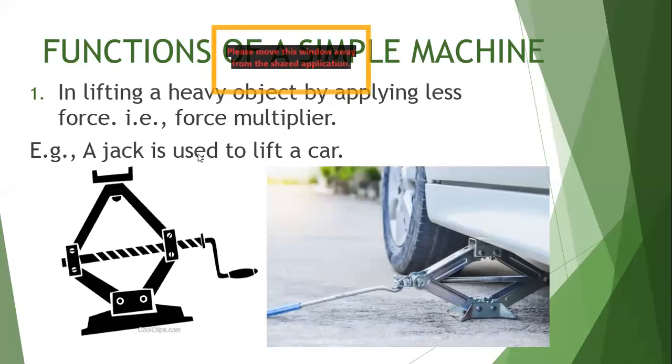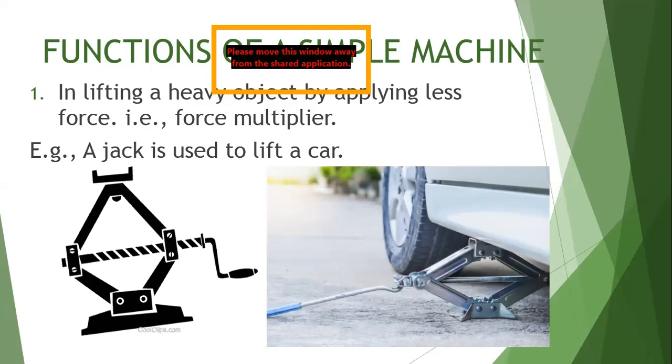Okay, so remember this term, force multiplier. How we use it? We use it in lifting heavy objects, but we apply less force. Assume we have an object of 100 Newton. We want to lift it. So how much force you have to apply? So you have to apply 100 Newton to lift it. But you cannot apply 100 Newton. So what you can do? You can apply less force than 100 Newton, like 10 Newton, 20 Newton, 30 Newton, and you can still lift it.